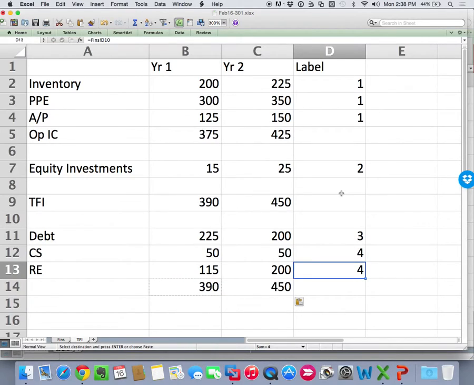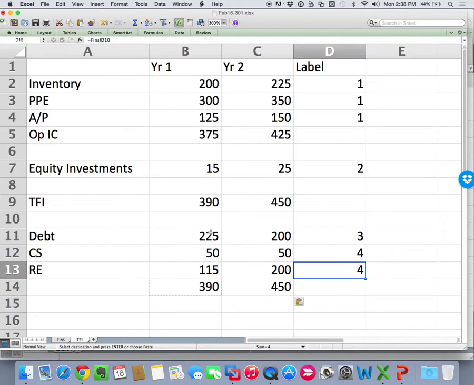That's what's going to be important in your assignments, is that if you say 390, but you don't have a balancing statement, then that's not a correct answer. You have to have 390, and you have to have a balancing statement, 390 and 390. TFI's got to balance. Okay?